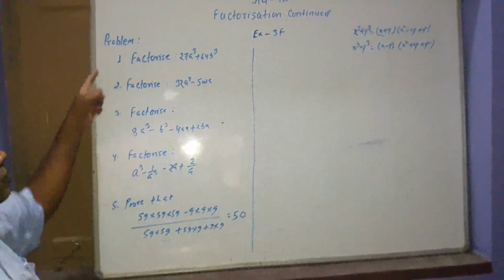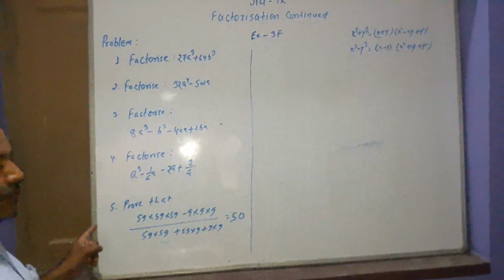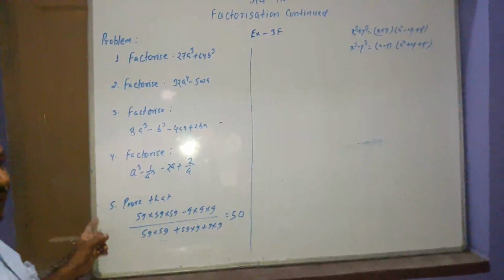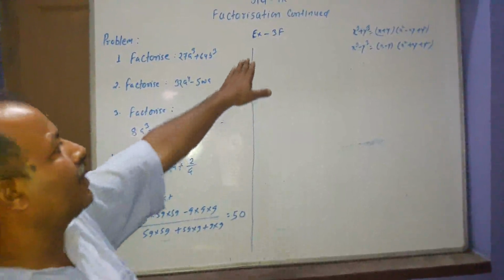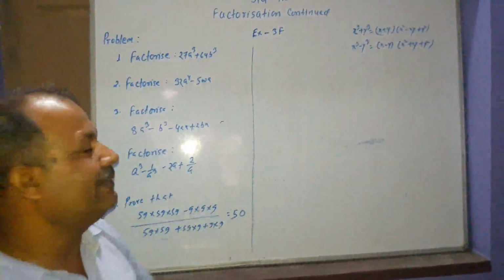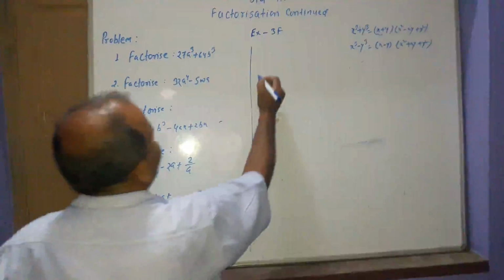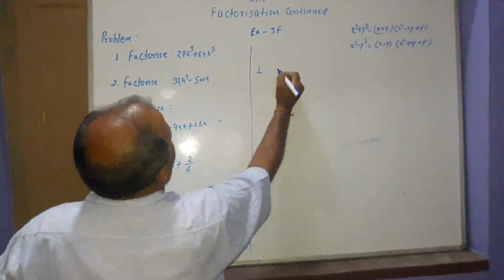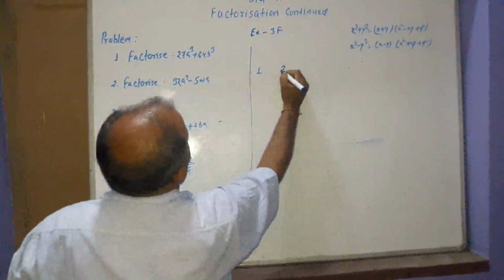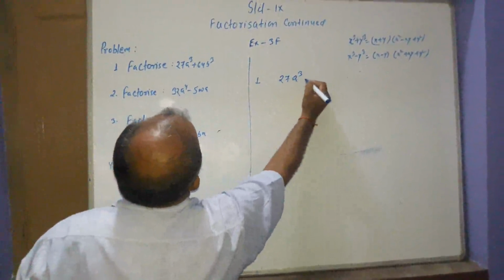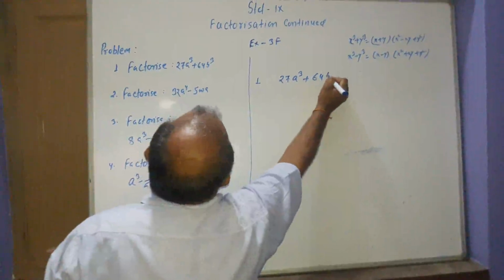Here I am going to solve these 5 problems. First you have to learn them, after that you have to solve the problems of this exercise. See, the first problem, we have to factorize 27a cube plus 64b cube.